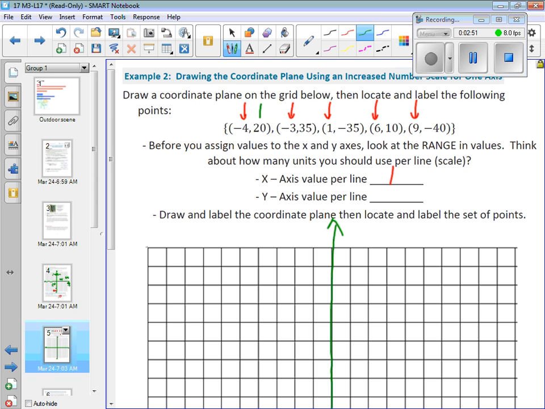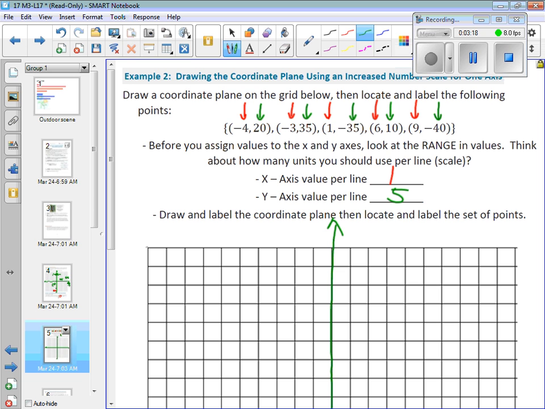Now take a look at the y. Can you count by ones? No. Can you count by 2's? No. 3's? No. What would be an appropriate interval or an appropriate scale for the y-axis? Lily? I agree.